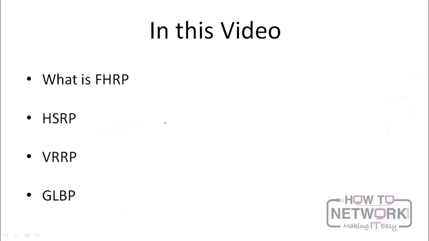In this video, we started by looking at what FHRPs are. We looked at the first three protocols. So we looked at HSRP, the Hot Standby Router Protocol. We also looked at VRRP, the Virtual Router Redundancy Protocol. And we looked at GLBP, the Gateway Load Balancing Protocol. In the next video, we're going to go to the command line and see how we configure these protocols and how they work.